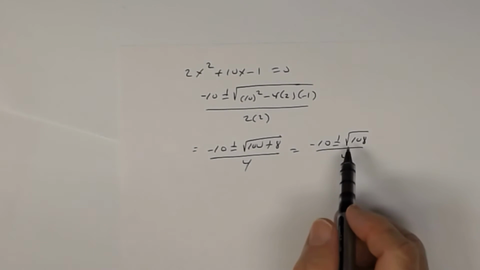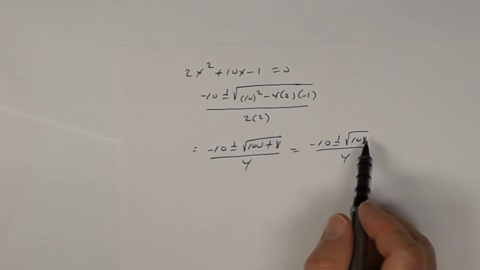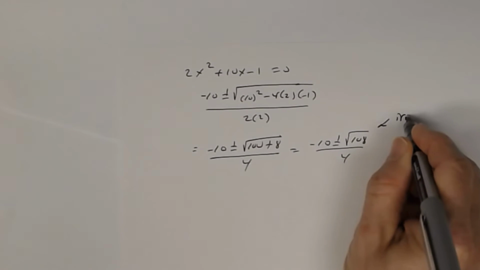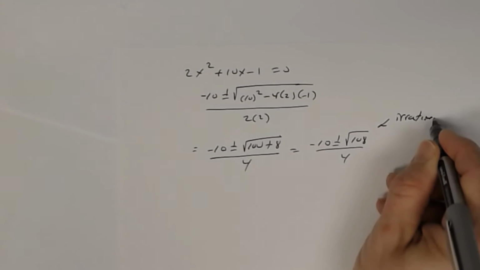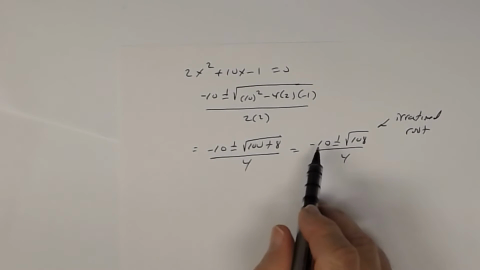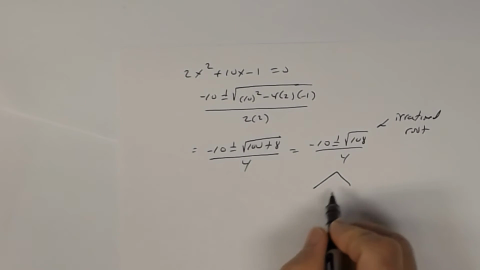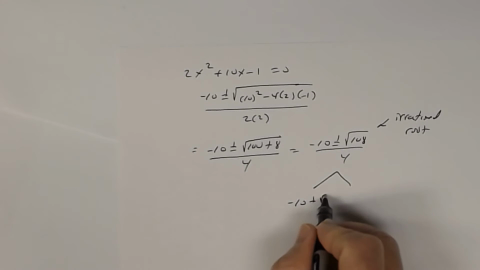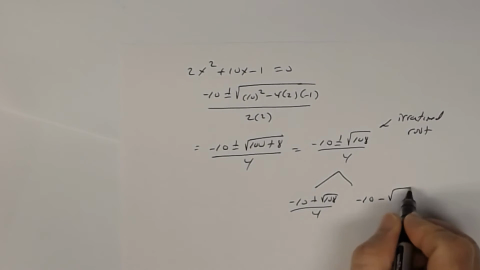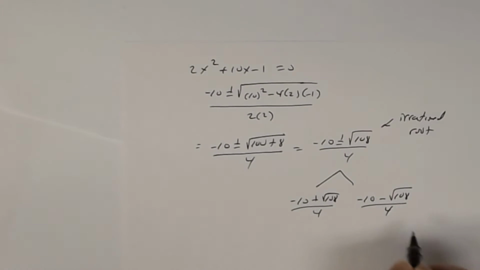All right, a couple of things I need to tell you. Notice that 108 is not a perfect square, so this is an irrational root. And notice they occur in pairs: negative 10 plus the square root of 108 divided by 4, and negative 10 minus the square root of 108 divided by 4. Notice those are conjugates, plus and minus.